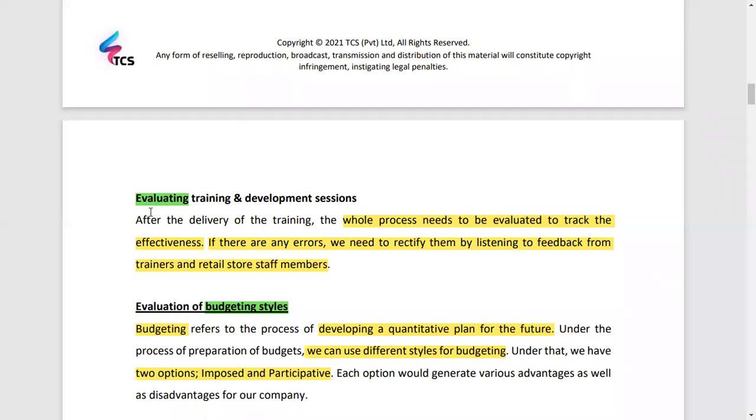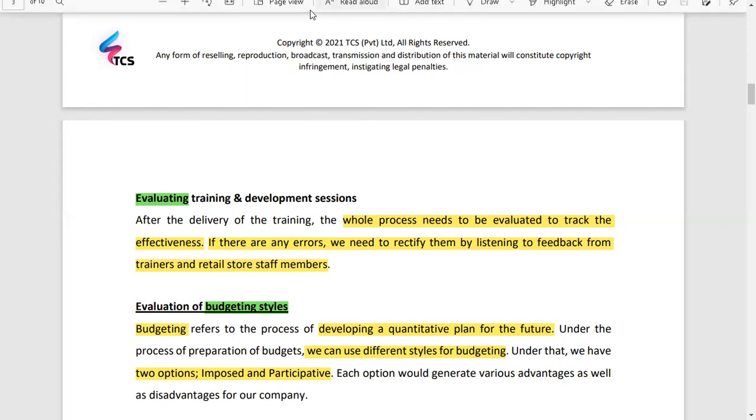Then the 5th step is about evaluating the training and development sessions. So the whole process needs to be evaluated to track the effectiveness. We need to figure out whether the training and development sessions have been carried out in an effective manner. If there are any errors, we need to rectify them by listening to feedback from trainers and retail store staff members. So we need to seek feedback not only from retail store staff members, but from the trainers as well. All right.